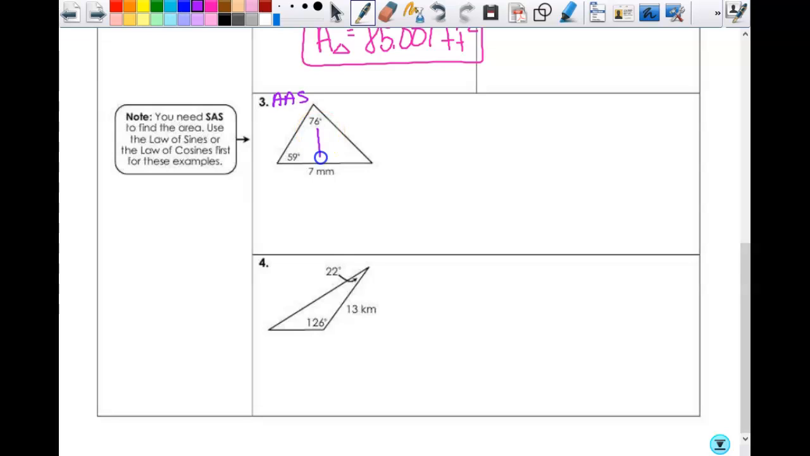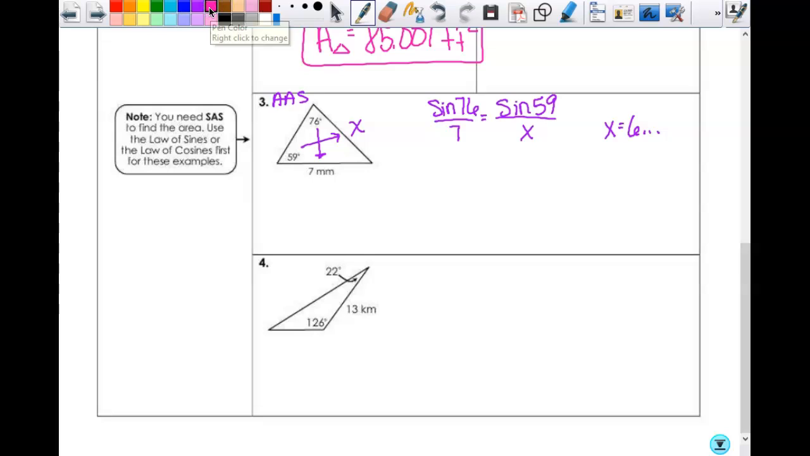Sines. Okay, so 76 goes with 7. 59 goes with this side, which we'll call x. So I'll do the sine of 76 over 7 equals the sine of 59 over x. Right? Then do your thing, find x and store it. So did we all get 6 something for x? Right? Okay, got 6 something. Just make sure it's stored.